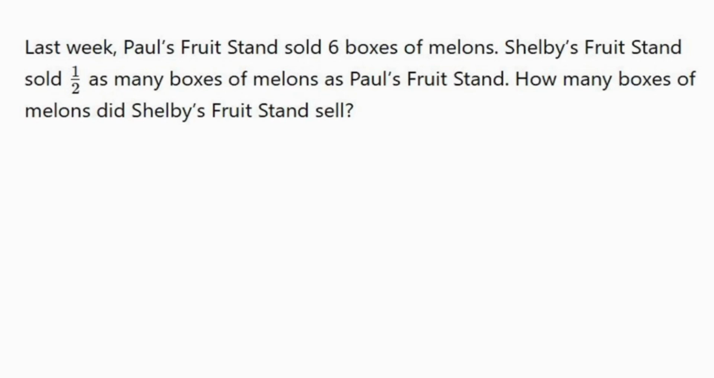Last week, Paul's fruit stand sold 6 boxes of melons. Shelby's fruit stand sold half as many boxes of melons as Paul's fruit stand. How many boxes of melons did Shelby's fruit stand sell? Well, Shelby sold half of what Paul did, which is 6. So we're going to multiply half times 6.